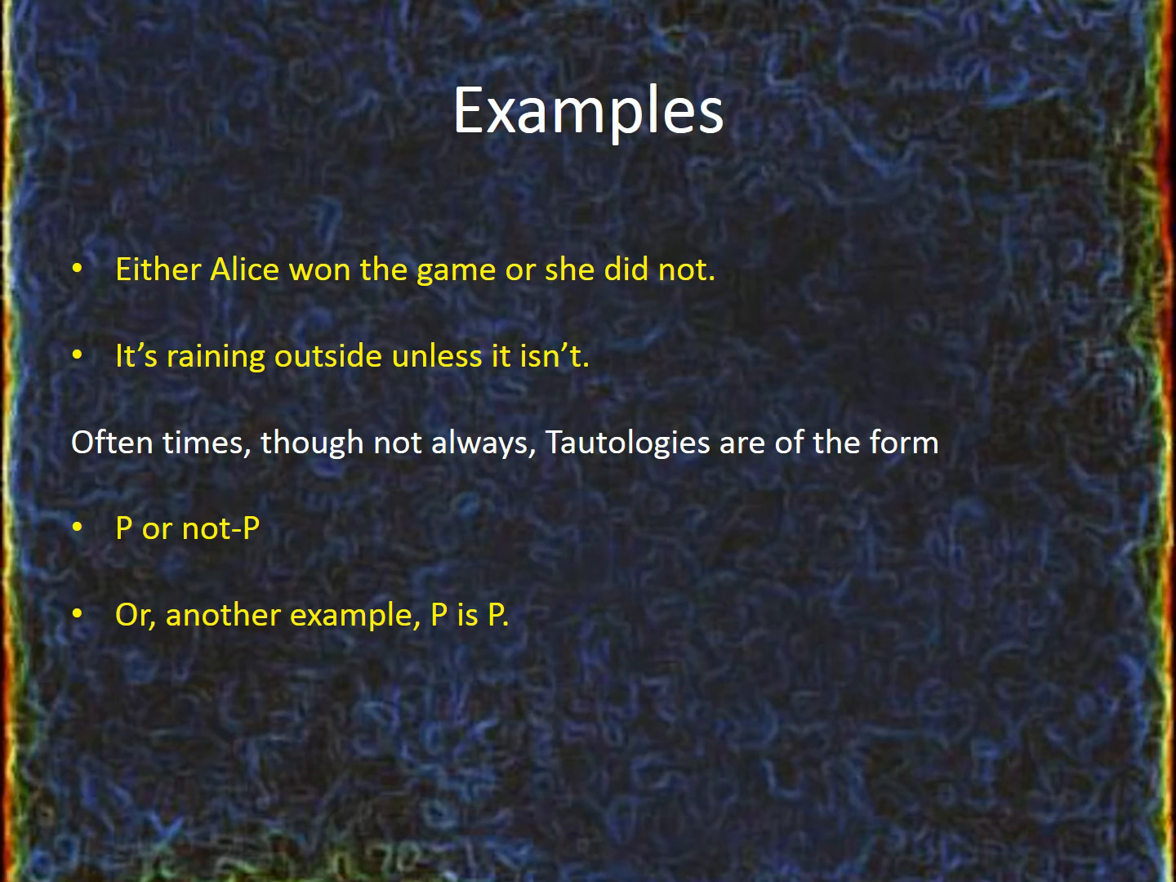Here are some examples. Either Alice won the game or she did not. It is raining outside unless it isn't. One common form of tautology is the form P or not P. Another is P is P. There are many other possible forms. What they have in common is that they are necessarily true.